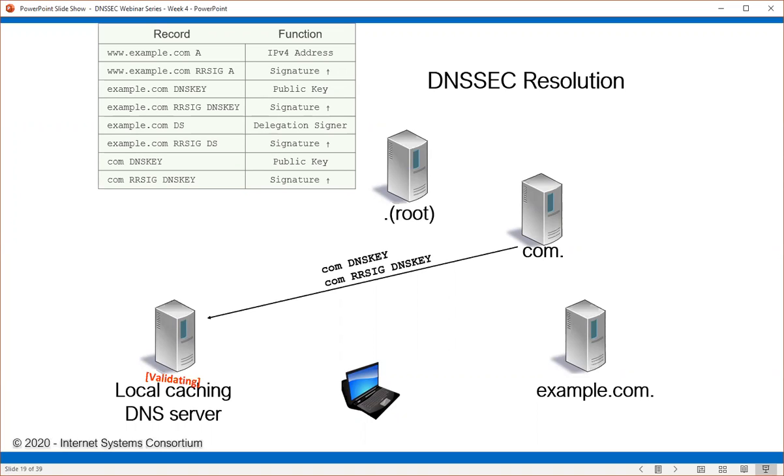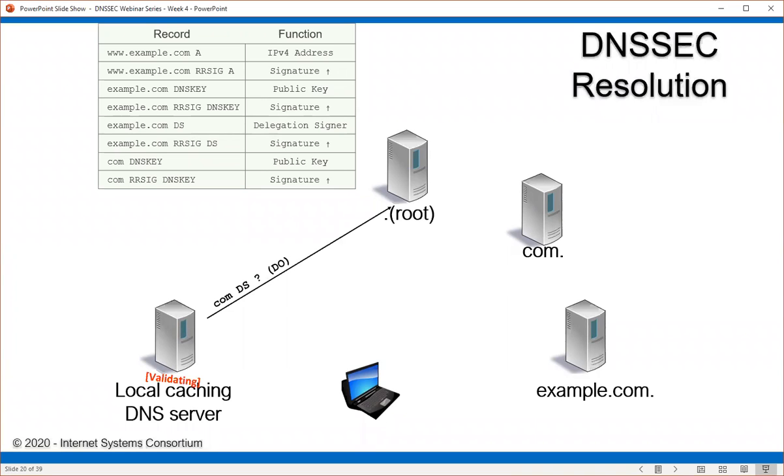Well, yep, sure enough, we have to do the same query one level up. Hello, root, can you please give me the DS record for the com zone? And again, I want the signatures associated with it, please. Root is going to give us back the com DS record and the signature associated. And again, we're going to store that data.